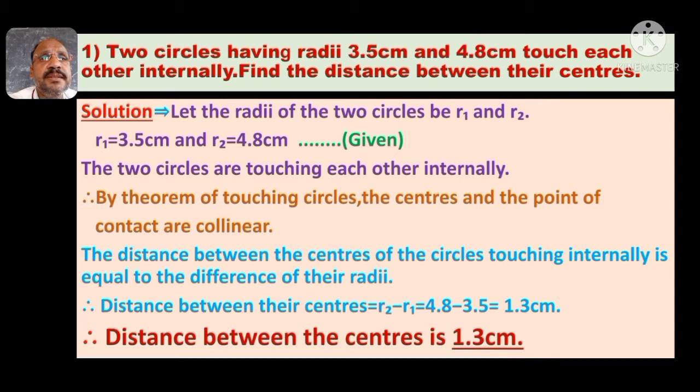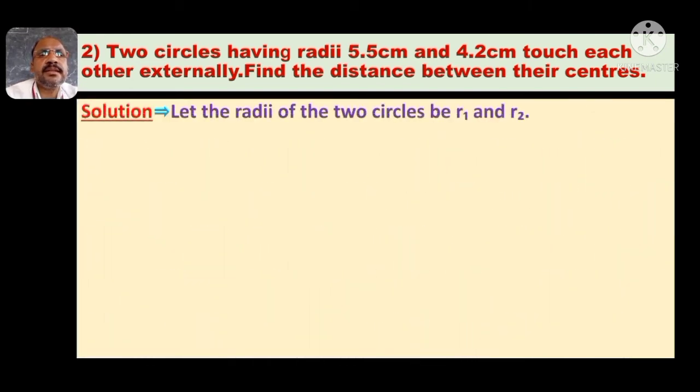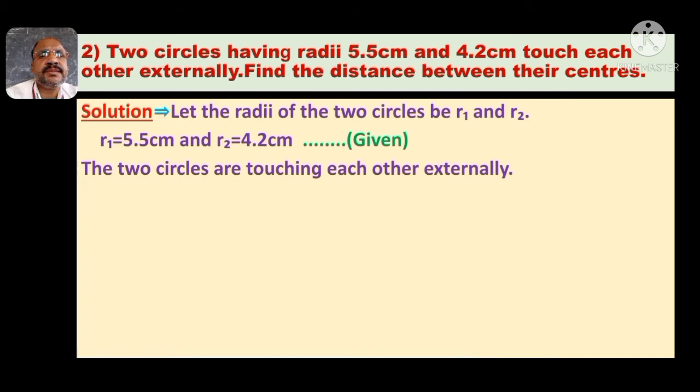Now next example. Here is question number 2. Two circles having radii 5.5 centimeter and 4.2 centimeter touch each other externally. Find the distance between their centers. Here is the solution. Let the radii of the two circles be R1 and R2. R1 is equal to 5.5 centimeter and R2 is equal to 4.2 centimeter, which is given. The two circles are touching each other externally.